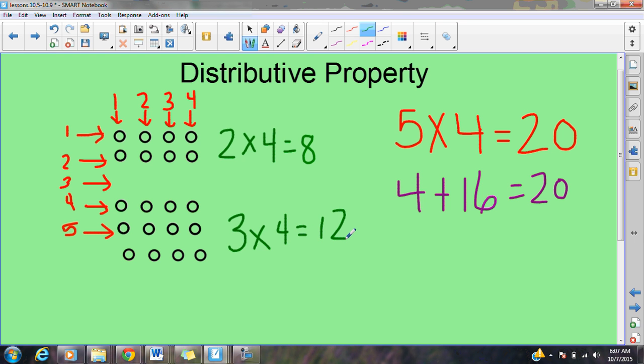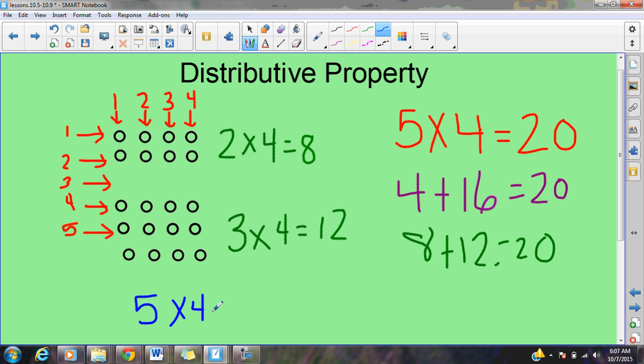Now here's the thing. If I add 12 plus 8, it equals 20. I'm sorry, let me do that part first. 8 plus 12 equals 20. Now distributive property says I don't even really have to put 8 here. I could put 5 times 4, and I'm going to do it for you. 5 times 4 is equal to, if I took 2 times 4 and added it together with 3 times 4.